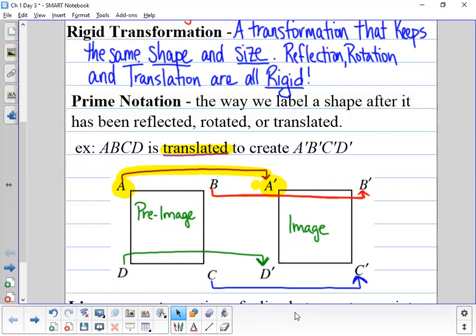Now, if we don't know what transformation occurred, we can use that prime notation to help us figure it out. Sometimes it's really obvious depending on what the shape is, but like for this one, our shape is a square. So just without having any sort of points labeled, I wouldn't know whether I reflected it or rotated it or translated it. So having those points labeled helps me decide which transformation occurred.